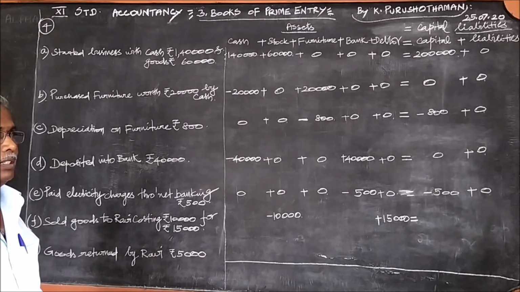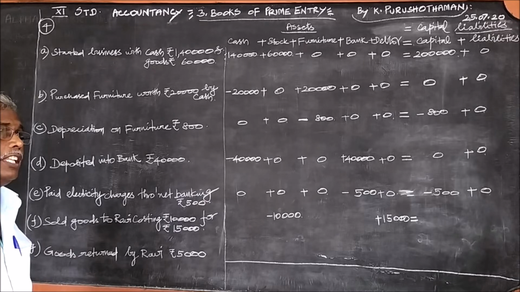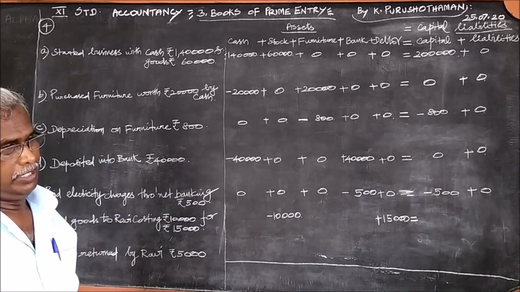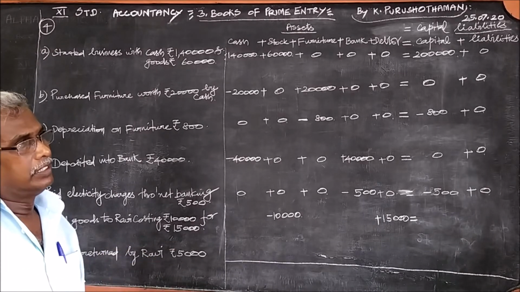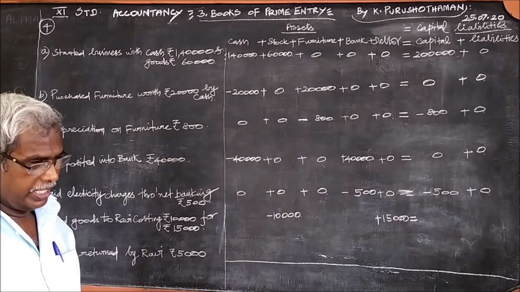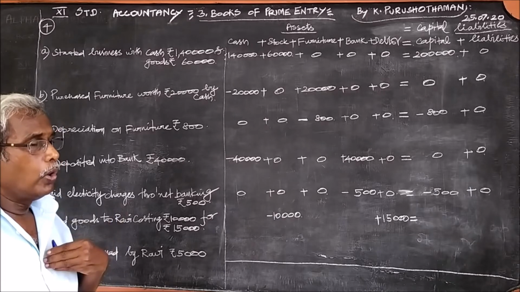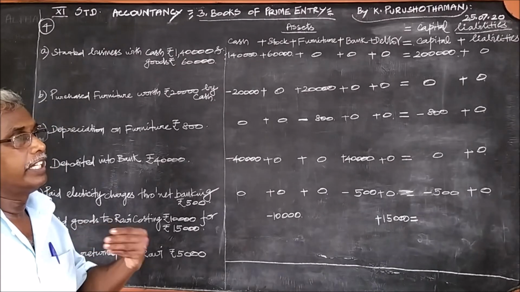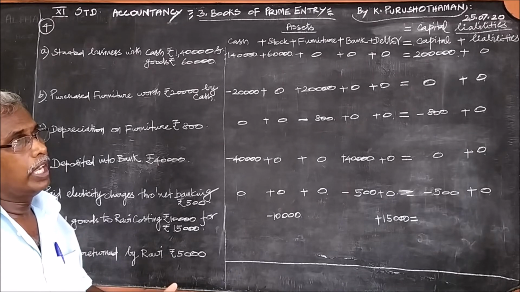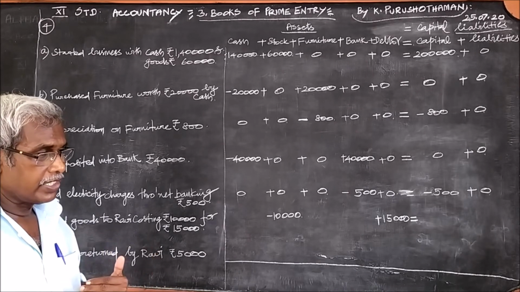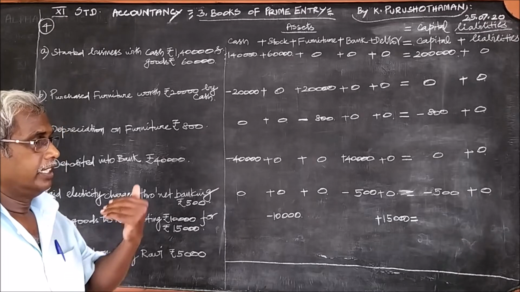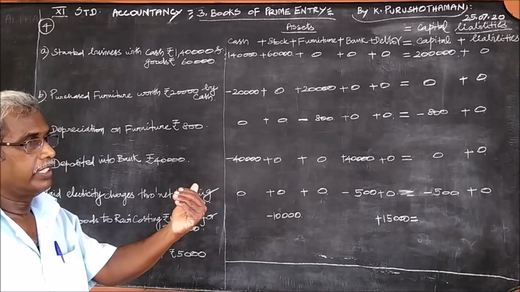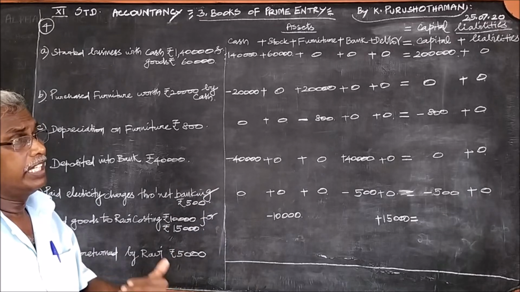The person who enjoyed the benefit from us is called a debtor. The person who borrowed from us is called a debtor. The person who has given to us is called a creditor.